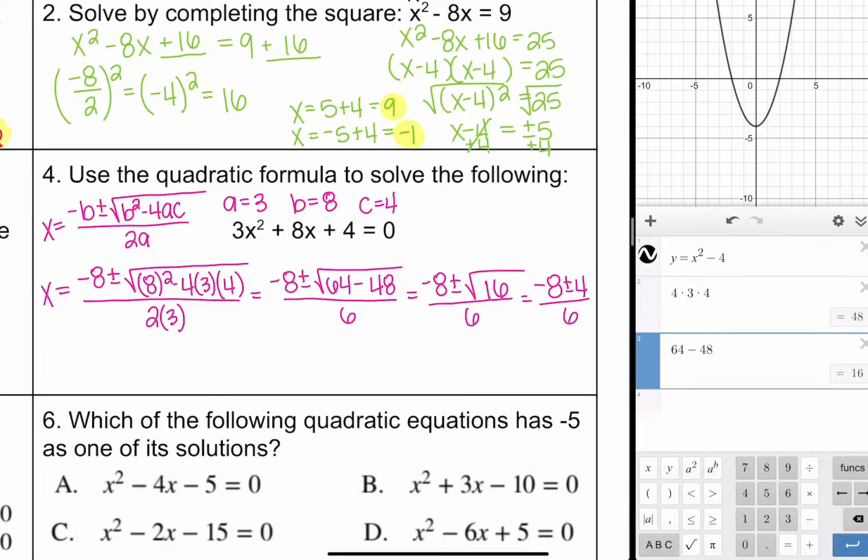And this is where our two solutions come from. So we get negative 8 plus 4 divided by 6, and we get negative 8 minus 4 divided by 6. And then we just simplify each of those. Negative 8 plus 4 is negative 4 over 6, and that simplifies to negative 2 over 3. Negative 8 minus 4 is negative 12 over 6, which simplifies to negative 2.